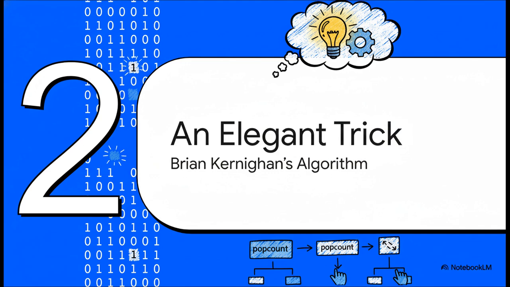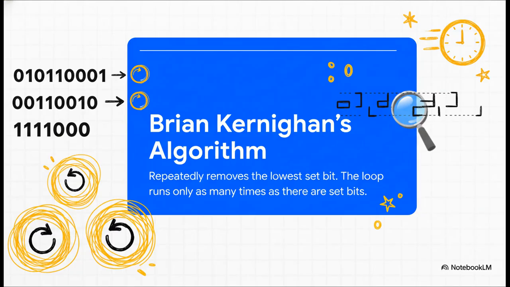This leads us to a much more elegant solution, Brian Kernighan's algorithm. This is a real classic, a bit manipulation trick that every serious programmer really ought to know. Here's the core idea, and it's brilliant. Instead of checking every single bit, what if the loop only ran for as many times as there are ones? That's what this algorithm does. So if you have a huge 64-bit number, but only 3 of those bits are set to 1, the loop only runs 3 times. That's a huge efficiency gain, especially for numbers that are sparse, with lots of zeros.